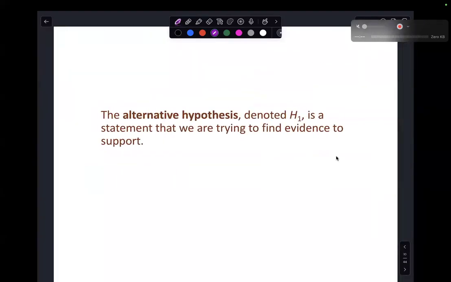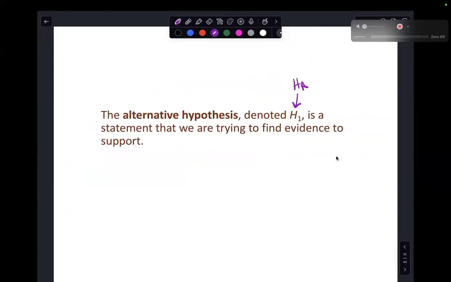The alternative hypothesis. This is sub 1. That also sometimes is written as this. It could be written either sub A or sub 1. Either one is fine. I've seen it both ways. I'm not sure which one my open math uses, but they're exactly the same thing. If you see H sub A or H sub 1, it's the same thing.